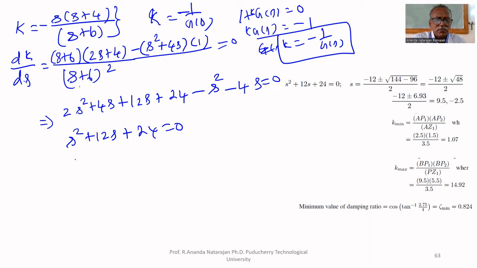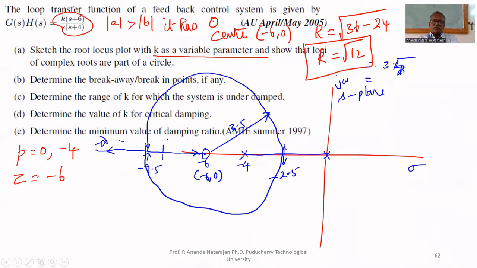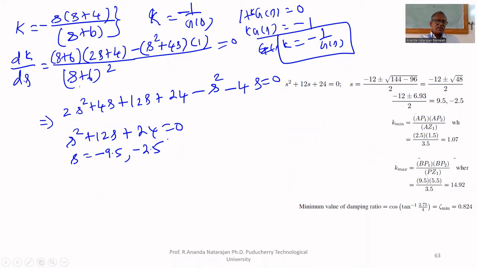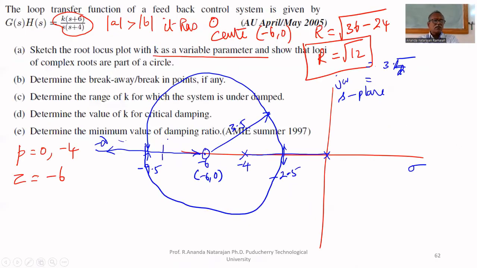S equal to minus 9.5, minus 9.5 and minus 2.5. S equal to minus 9. That's what we found. In the graph also we found, because we know the radius. Radius equal to what? Square root of a square minus ab. So root 12 equal to 3.5. We got the same: minus 9.5 and minus 2.5 are the breakaway points. This part is over.